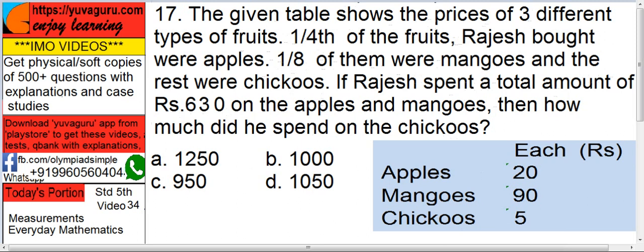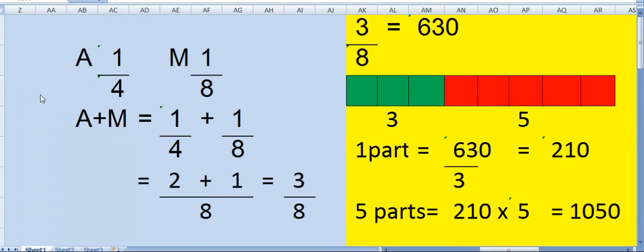Now we'll solve the problem. See here, on apples he spent 1 by 4. On mangoes he spent 1 by 8. So what is the total of apples plus mangoes? 1 upon 4 plus 1 upon 8. Now how do you add this? I have shown it in my earlier videos.